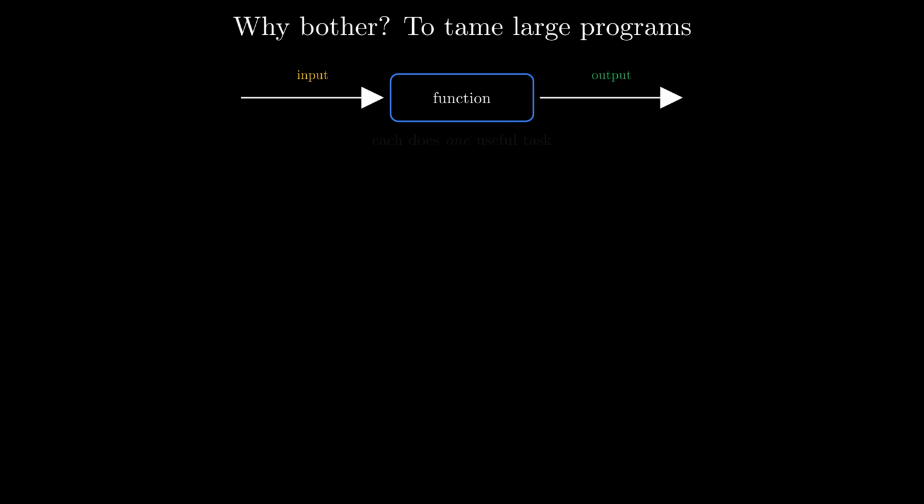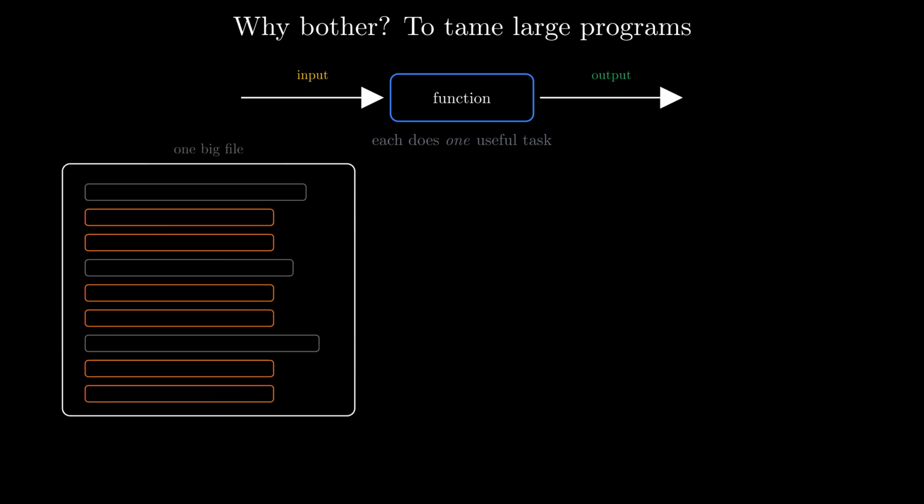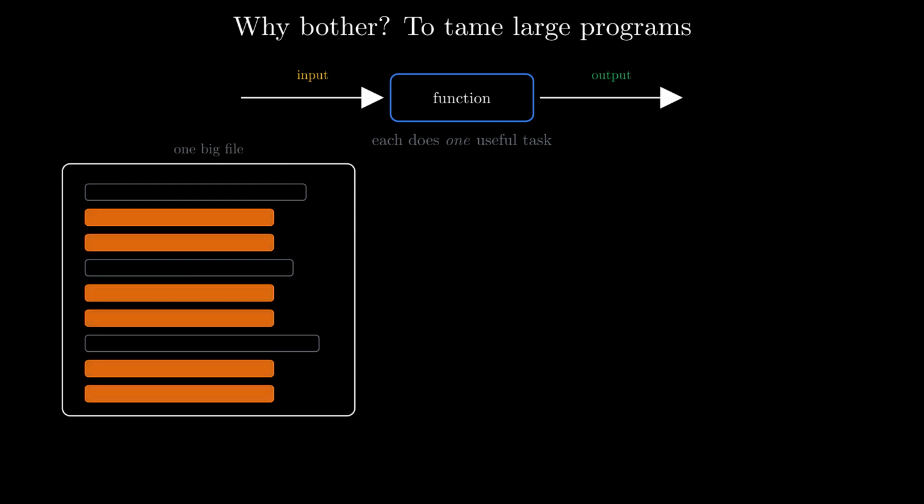So why go to all this trouble? Because functions let you tame large programs. Once you have written a few, you hold a collection of small tools, each one taking some input, doing a single useful task, and handing back an output. Now look at a big sprawling file of code. Search it for pieces that repeat, the same handful of lines appearing again and again. Every repeat is a clue.